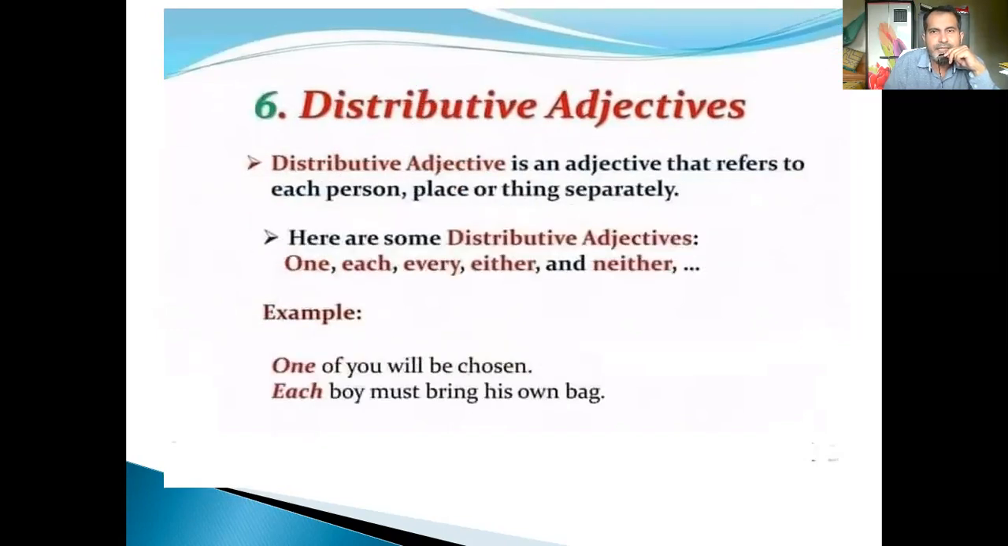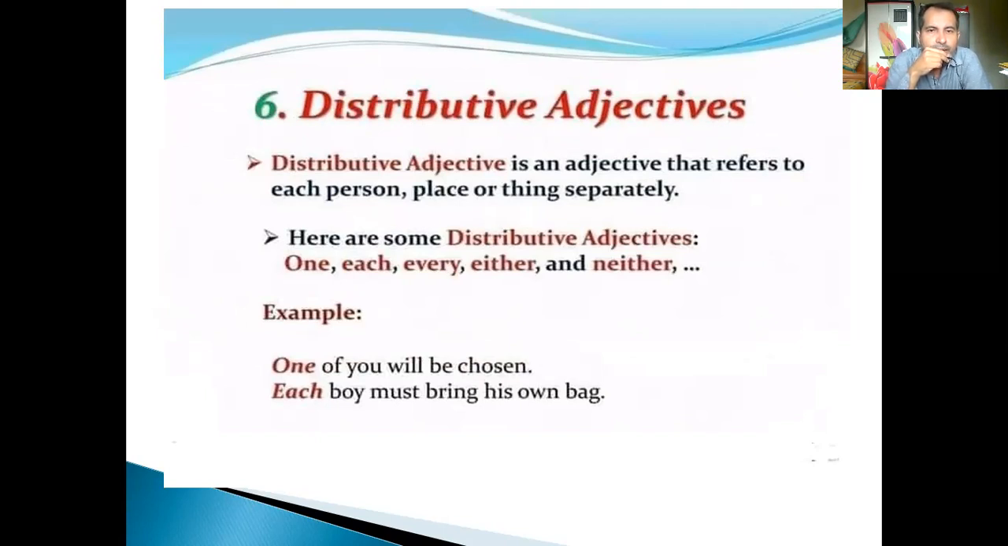Now, distributive adjective. Number 6 is distributive adjective. Distributive adjective is an adjective that refers to each person, place, or thing separately. You all know the use of this: each, either, neither, every. These are the distributive adjectives, and you have already studied these things in your SSC level.